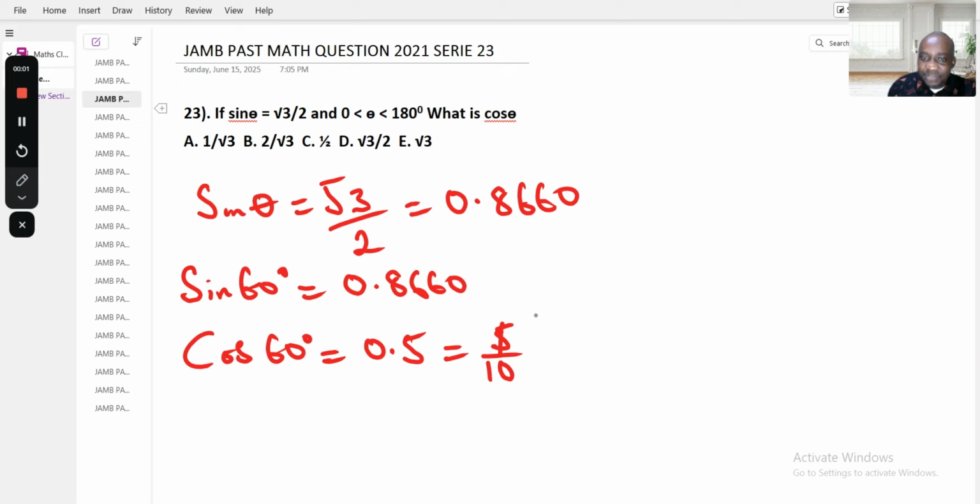Therefore, let's divide it. 5 here 1, 5 in 10. Yes, we have 1 here, we have 2 here. Therefore, our final answer is going to be 1/2. It's the same thing as half. Whenever you see 0.5, it means 1/2. Because the question says, what is the cosine theta? Our cosine theta is the same thing as cosine 60. Therefore, our final answer is 1/2. Do you have 1/2 there? Yes, C. Our final answer is C. Let's move to the next question.